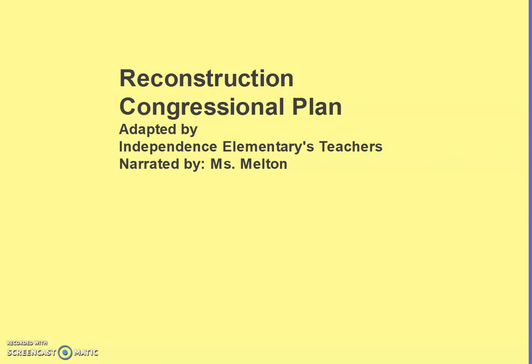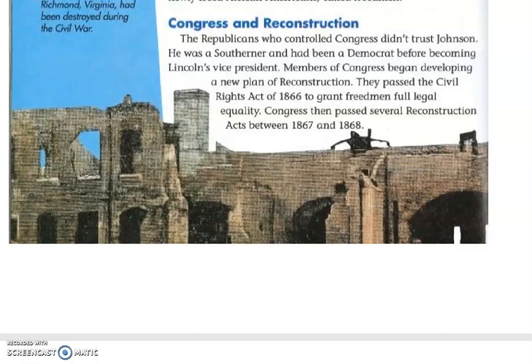This video is dedicated to learning about the Congressional Plan for Reconstruction. Let's first start by looking at our textbooks from Scott Foresman and Pearson. So this is a picture of Richmond, Virginia, which had been destroyed during the Civil War. And this is going to be talking about what Congress's plan for Reconstruction was after the Civil War.